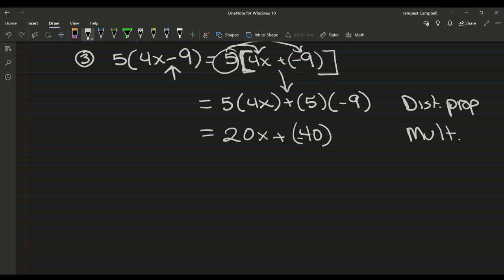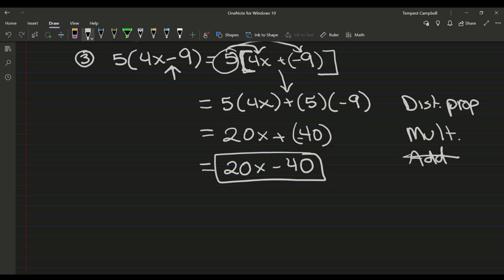And now we simplify. Technically, we should add if we can, but we can't add here. So we're just going to make it look prettier. So we're going to have 20x minus 40. So you probably already had that. You didn't have to do this extra step.